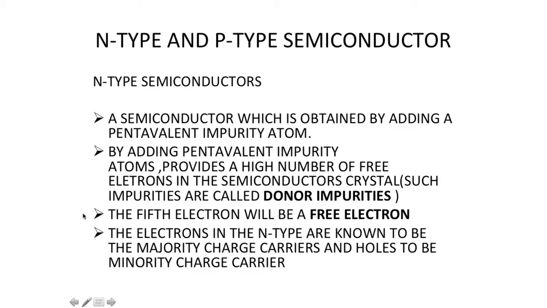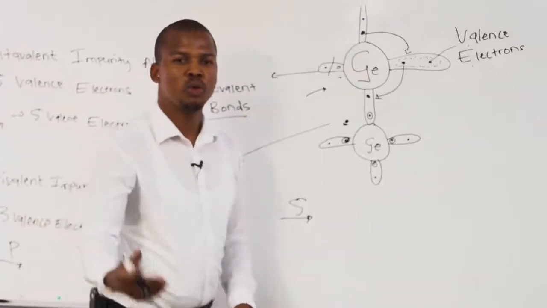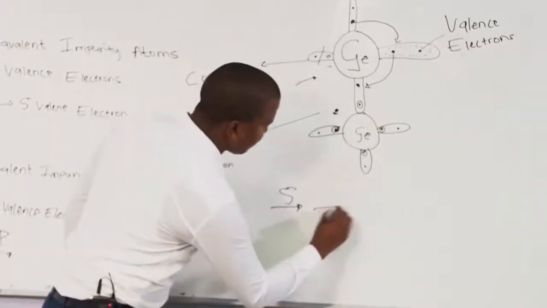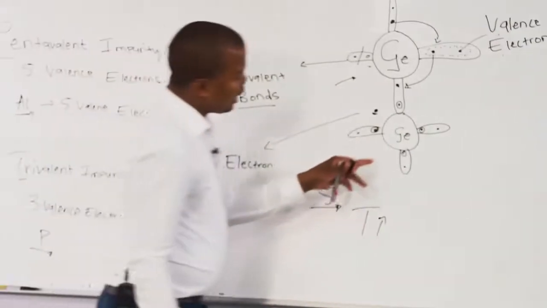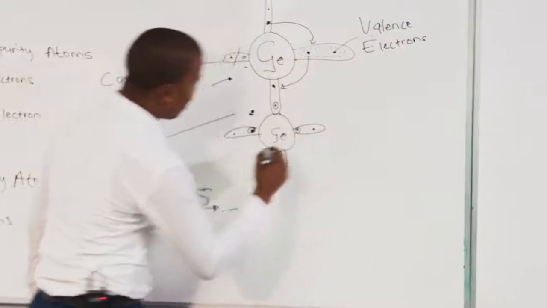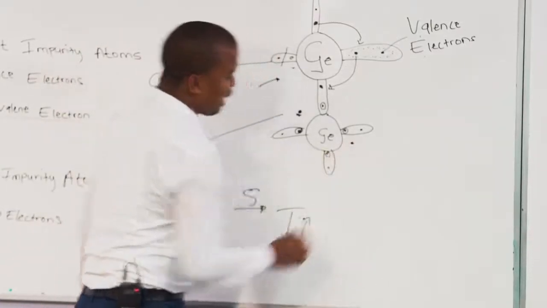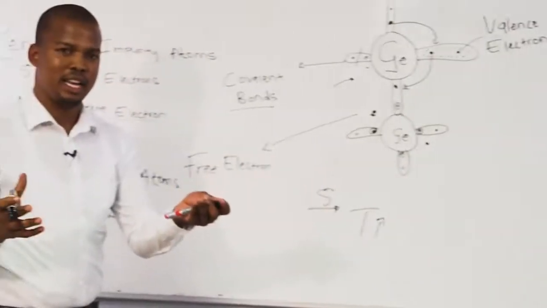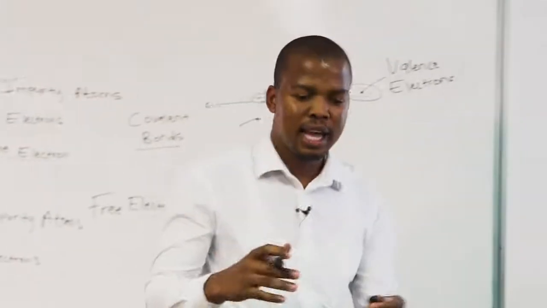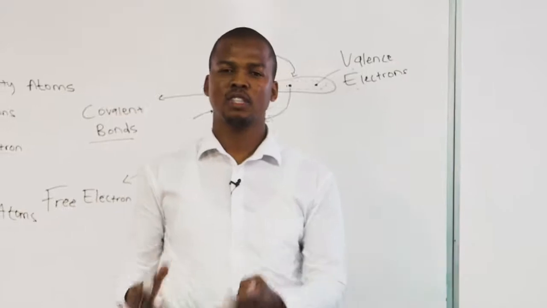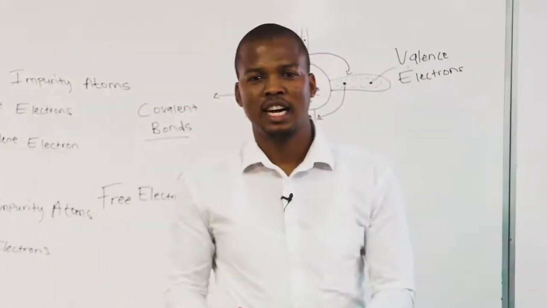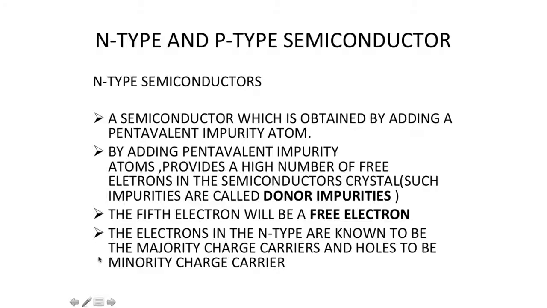The electrons in the N-type are known to be the majority charge carriers and the holes the minority charge carriers. Another reason why electrons are the majority charge carriers and holes the minority is that if the temperature is increased, you will have more free electrons. You will have a free electron here, another free electron there. So these electrons become more in the crystal. This means that the N-type semiconductor has electrons as its majority charge carriers and holes as its minority charge carriers.